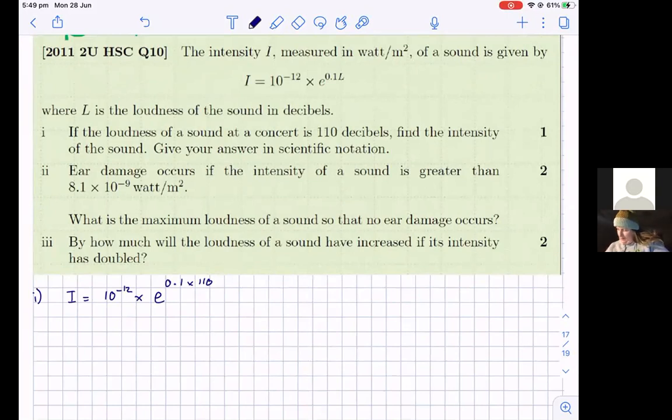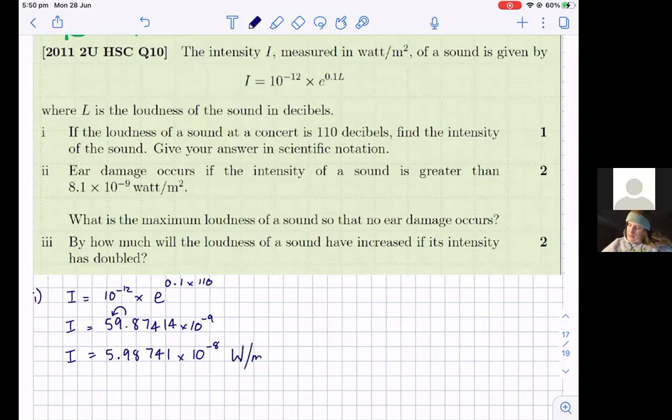That came out terribly, so I'm going to press the S-D button, which gave me 59.874 0.414 times 10 to the minus 9. That's not scientific notation though, because there's two digits in front of the decimal point, so I just have to move it one over. I'm moving it one place left, which means I need to compensate for that. So it's 5.98741 times 10 to the minus 8 watts per meter squared.